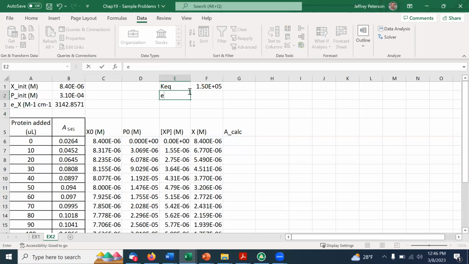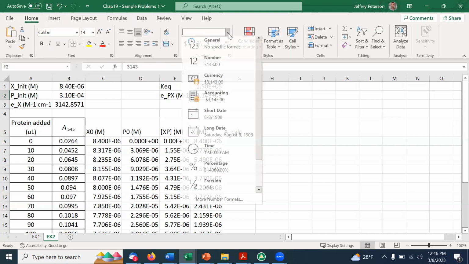Recognizing that I'm going to have to make a guess for the extinction coefficient for the complex, I have no idea what this is going to be. As an initial guess, I'll just guess it's going to be the same thing as the other one. So I don't know, 3143. I don't like the way that number looks.